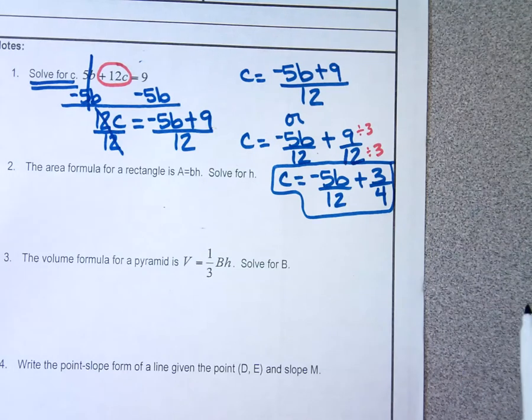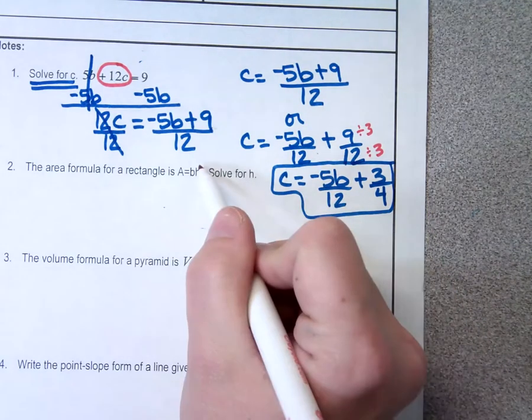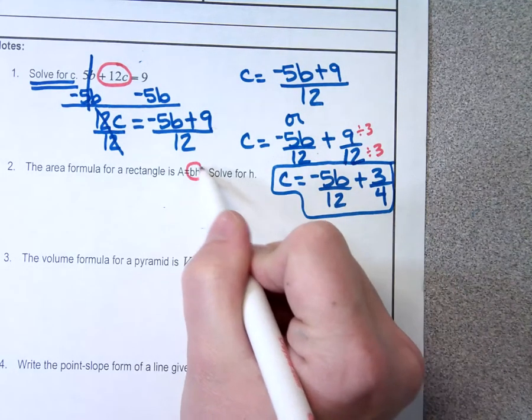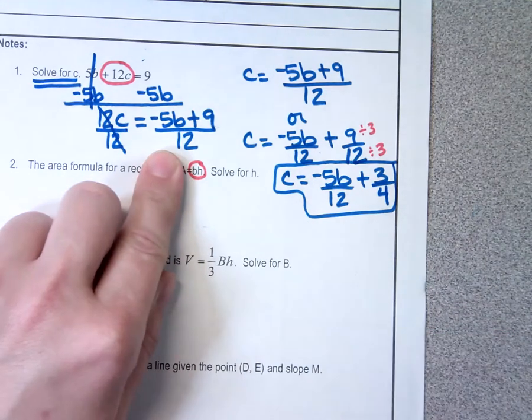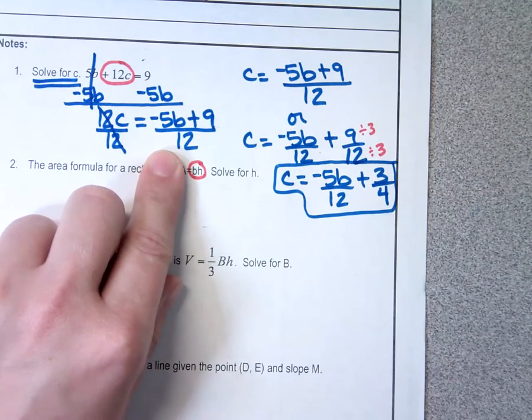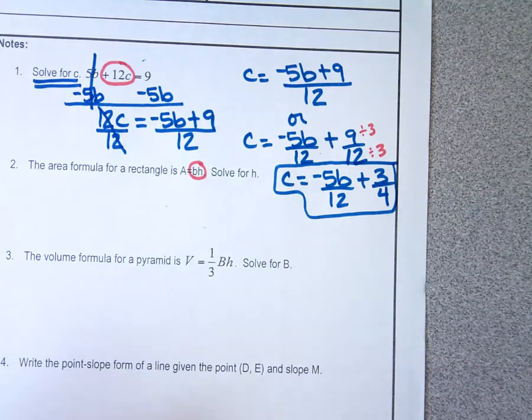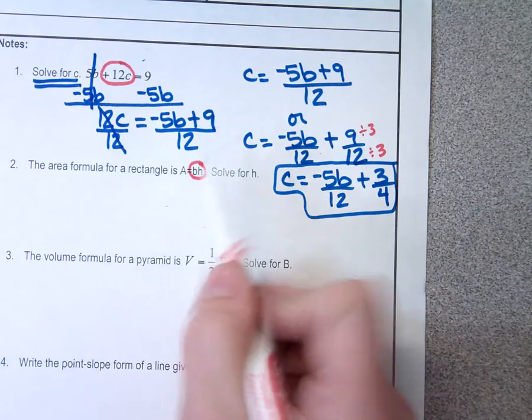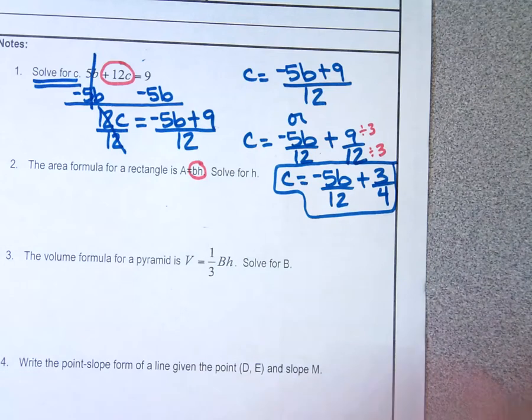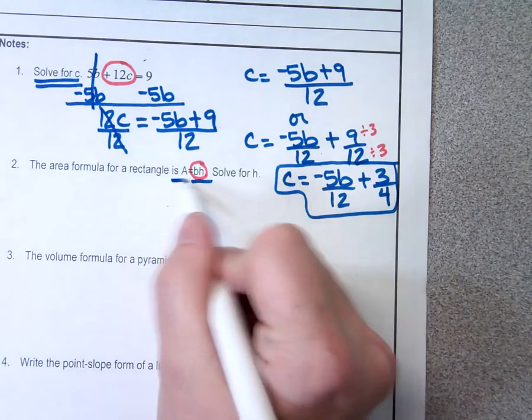Okay, number 2. The area formula for a rectangle is area equals base times height. I want to solve for h. So let me circle everything smushed with my h. I look on the side of the equals where my circle is. Is anything outside of the circle? Nope. So that means I don't add or subtract. I go straight to getting rid of the b by either multiplying or dividing. I get rid of multiplication by dividing, so I'm going to divide both sides by b.